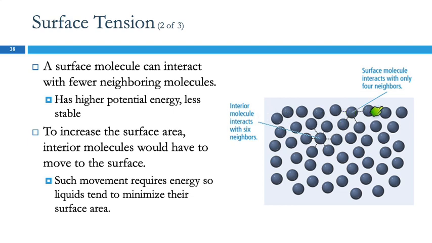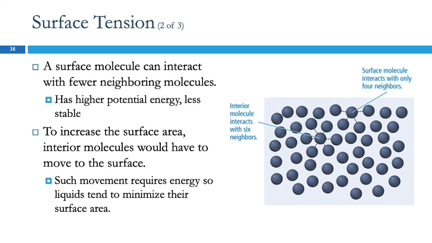So in order to increase the surface area, we need to have more molecules become surface molecules, and that's going to require us to increase the potential energy of the substance. It doesn't want to do that. And how do you increase potential energy? This has a higher potential energy than this guy.